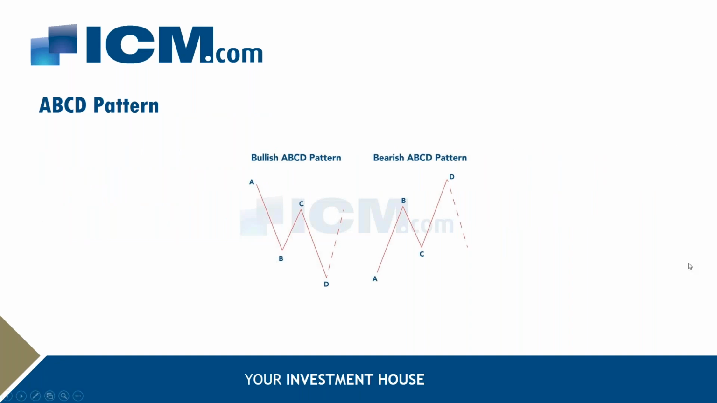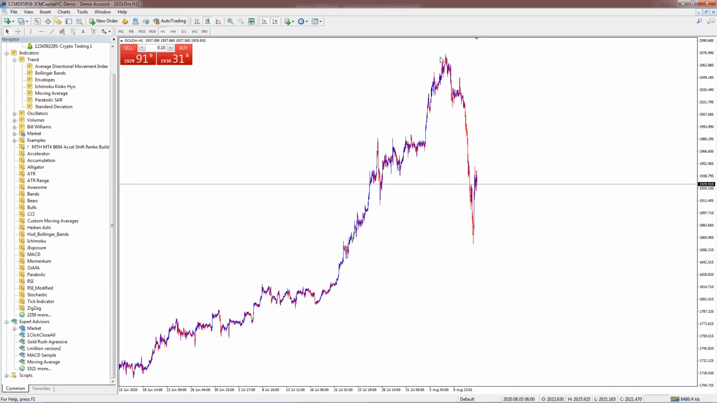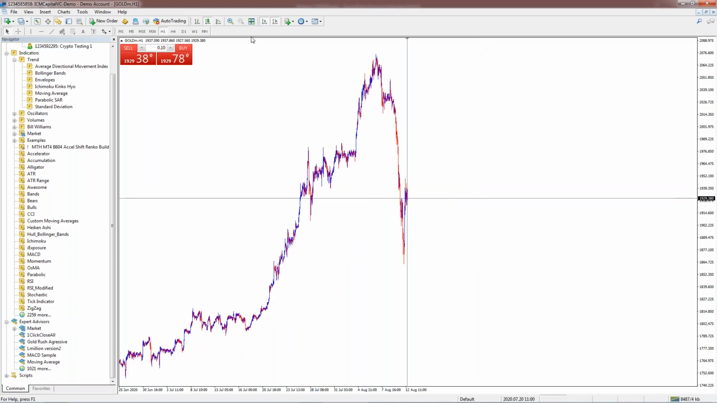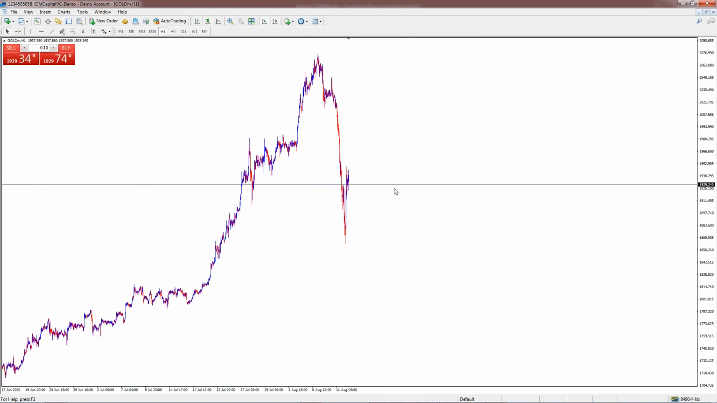So I'm going to start by explaining the theory behind the harmonic patterns. I'm just going to go to the MetaTrader 4 platform, and then we're going to go back to talk about the theory in the PowerPoint. So let's just use this clean area here on the chart.